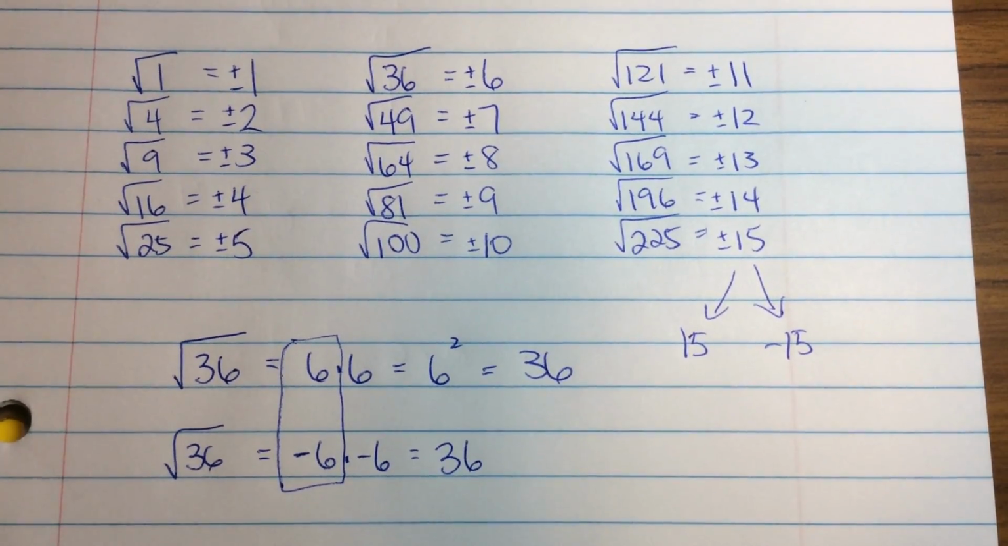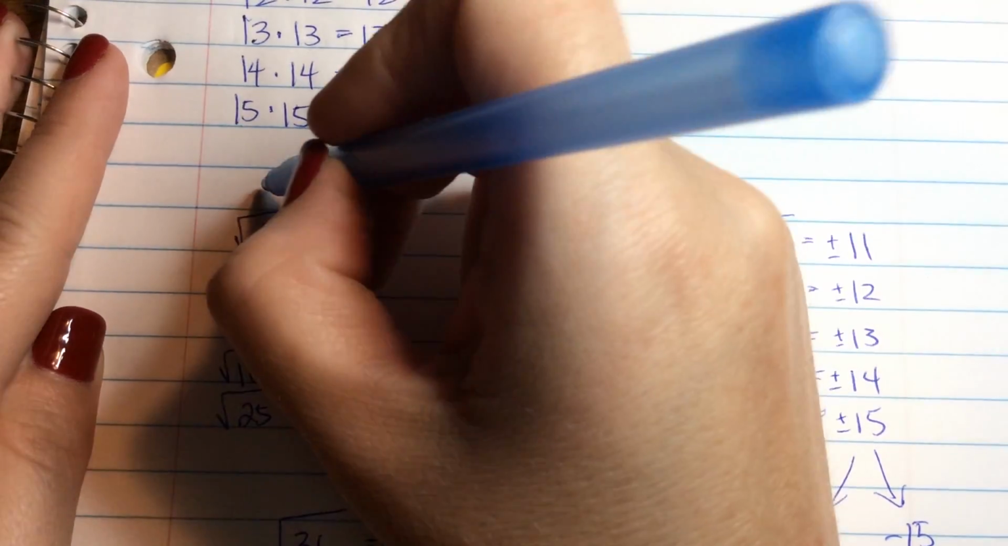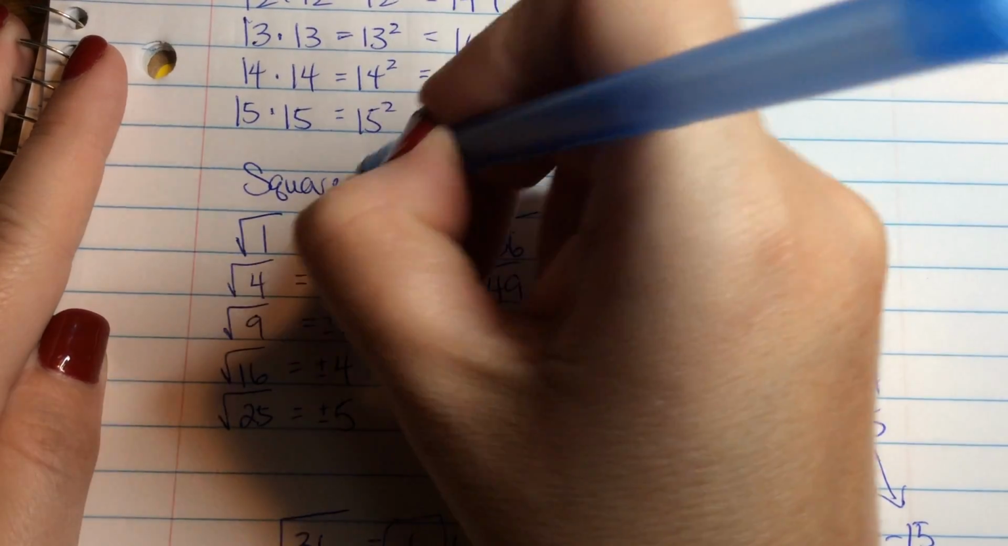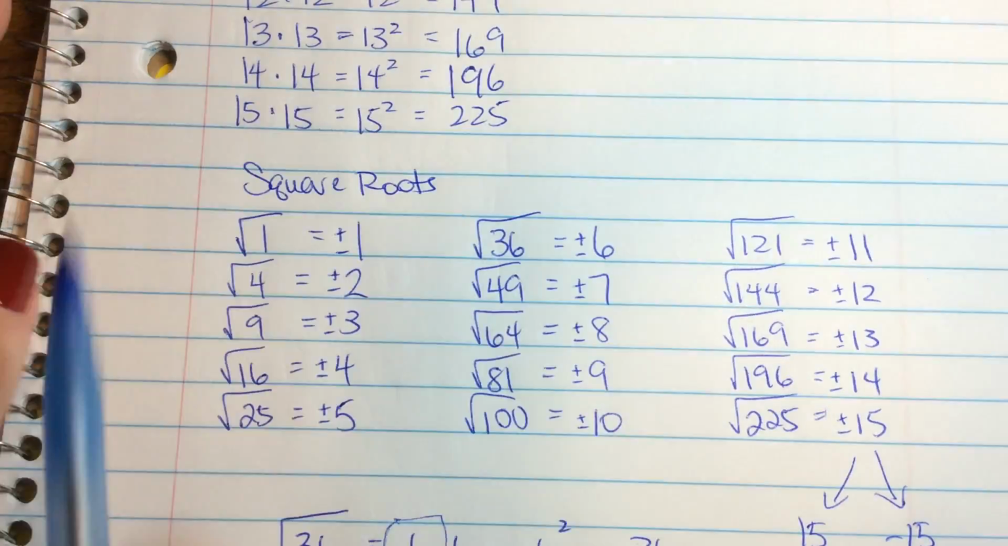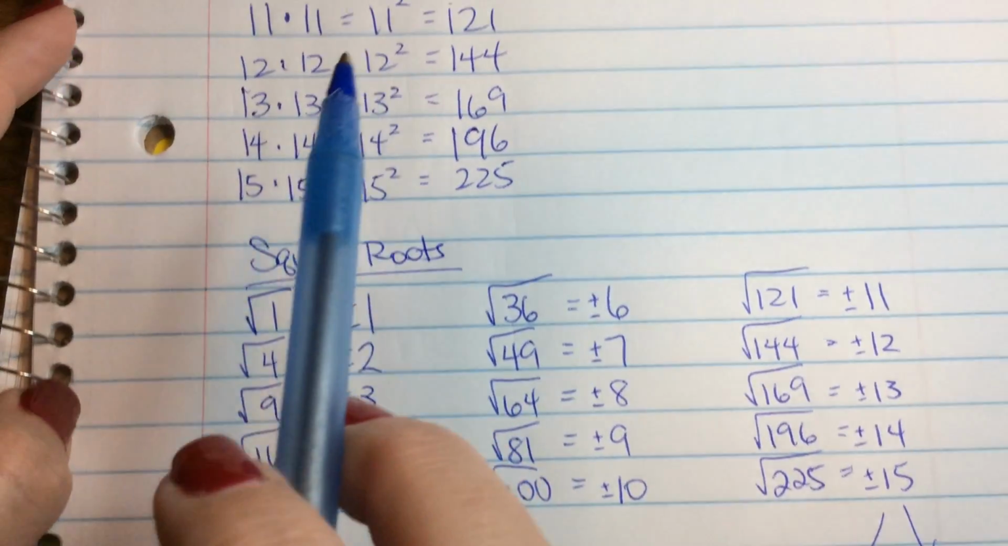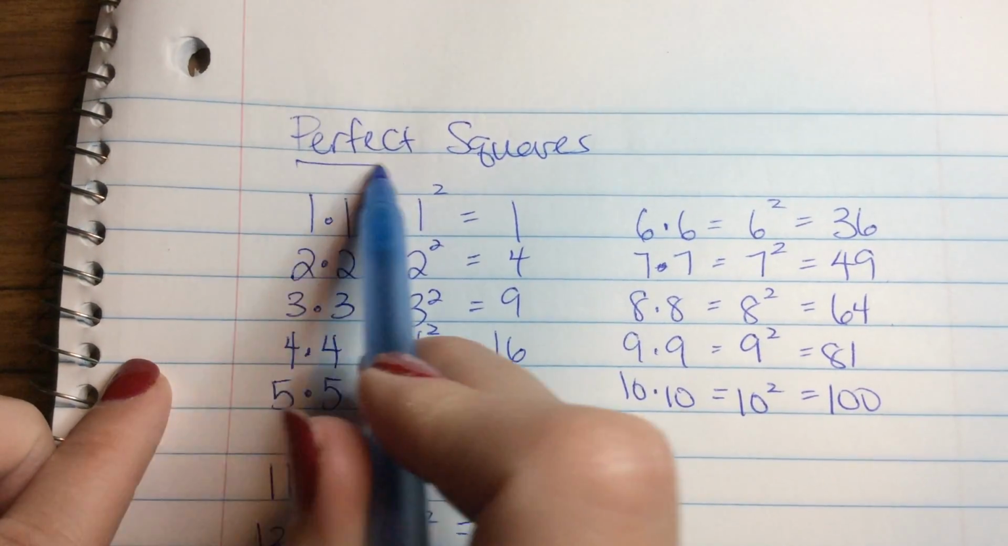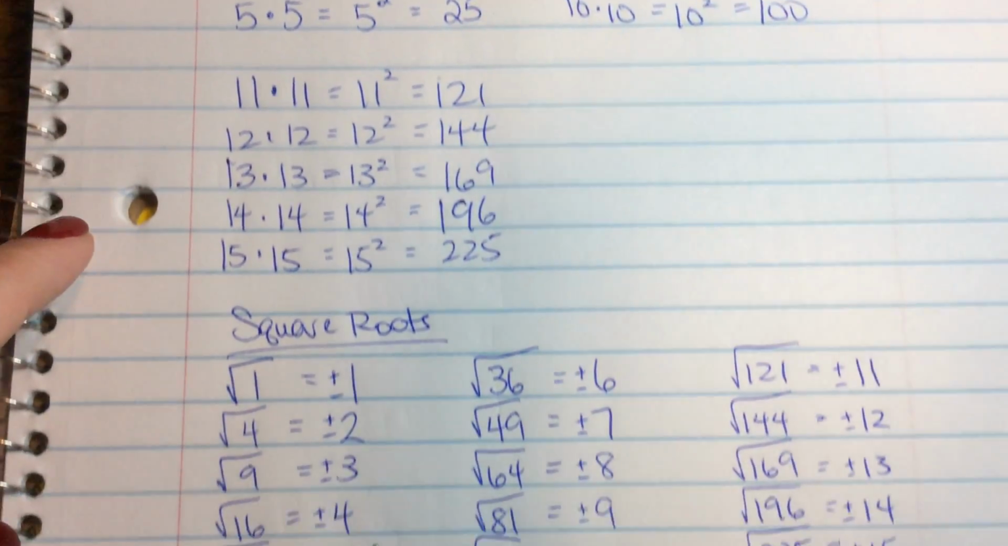I think that's enough. Let's go ahead and label this. This is square roots. So these are square roots, and then these are perfect squares. And like I said, they go hand in hand.